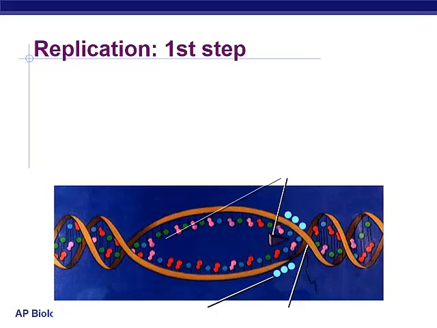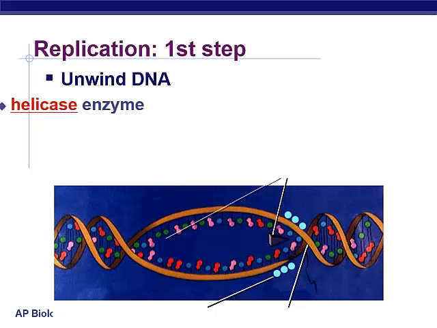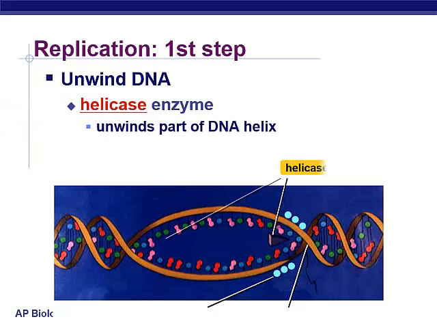So step number 1 involves unwinding the DNA. What bonds are broken here? Hydrogen bonds. And does anybody know the enzyme? Helicase. Then we have these light blue circles. Those are single-stranded binding proteins. They actually hold the double helix open.